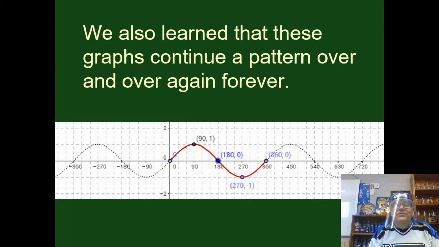Now, we did learn one other important thing yesterday, which is that sine and cosine graphs also keep repeating the same pattern over and over again forever. You have that basic up, down, back shape for sine, but then it does it again, and it does it again, and it keeps on going in both directions. That's because we learned that every 360 degrees, you get back to where you started from when you go around the circle, so it is just repeating that same pattern over and over again.